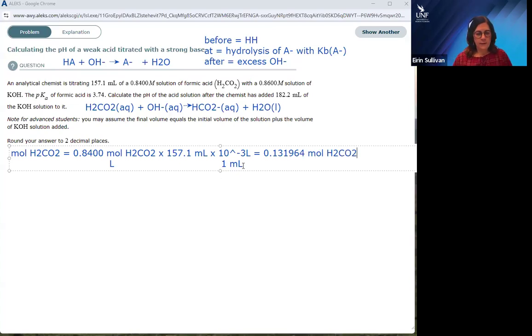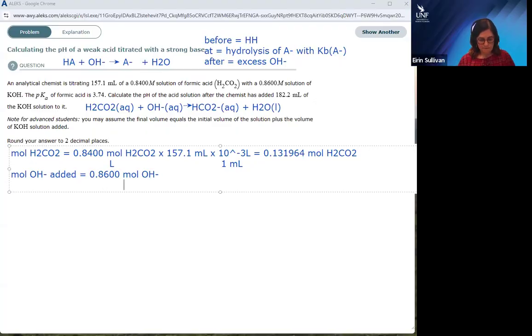So we're going to rinse and repeat that for my moles of hydroxide added. So the concentration, that was 0.86 molarity. So that's moles of hydroxide added per liter. The volume of said hydroxide was 182.2. So I'm eyeballing this: they are pretty similar concentrations, and we've added more volume of the potassium hydroxide. So I'm guessing this is going to come out as being a little bit after the equivalence point, if my mental math is approximately correct.